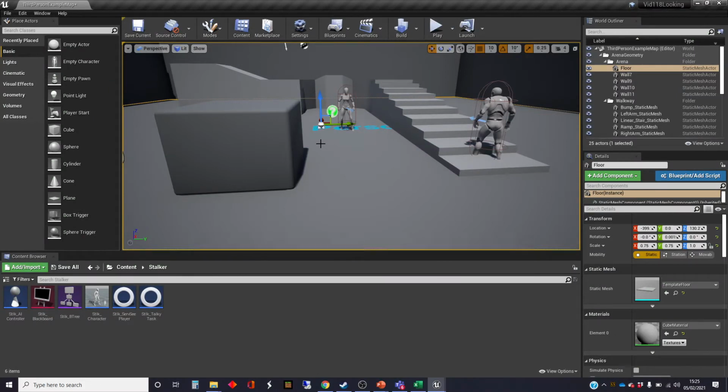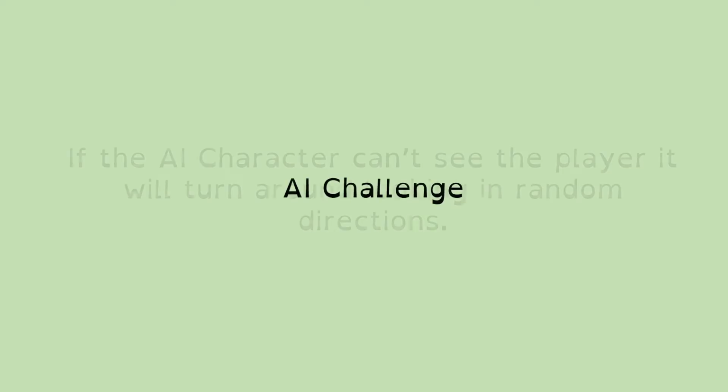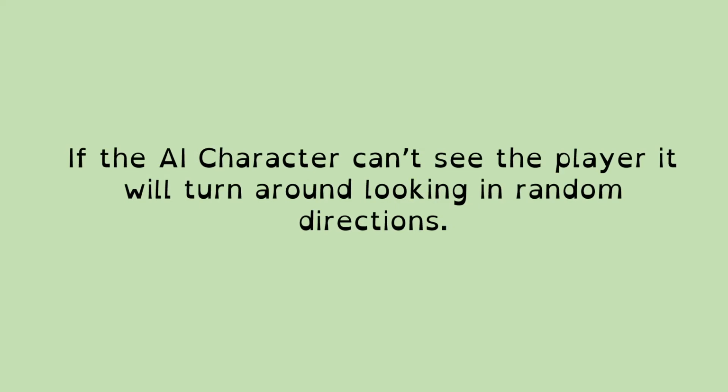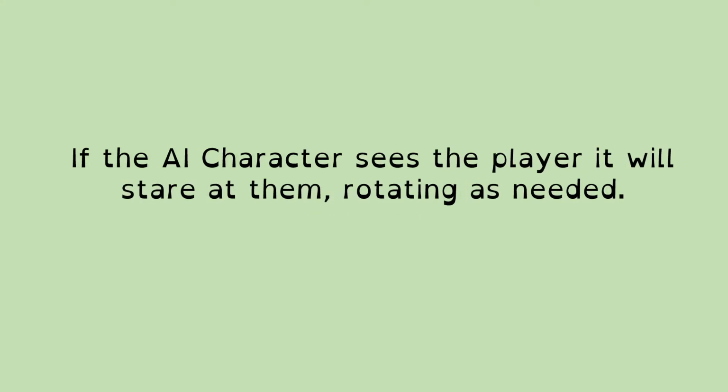This video is one in a series on AI in Unreal, and we're following a rolling example through several videos in a row. So let me quickly remind you what we're trying to achieve. The AI character is going to stand on the spot, and if it can't see the player, it'll keep turning around looking in random directions. Every few seconds, it will turn and face a different direction looking for the player. If the AI character catches sight of the player, it will stare at them. As the player moves around, the AI character will rotate on the spot, but keep facing the player as if it's watching them carefully.